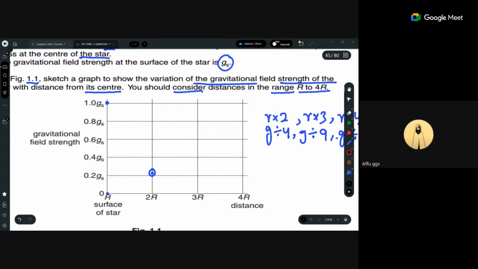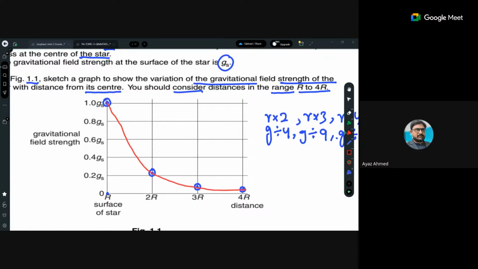Okay. As long as it is in the field, it will not hit zero. When it goes outside the field, it will become zero. Yes, when it reaches infinity, it will touch zero. Because at infinity it would be 0. So you will just join these points something like this.